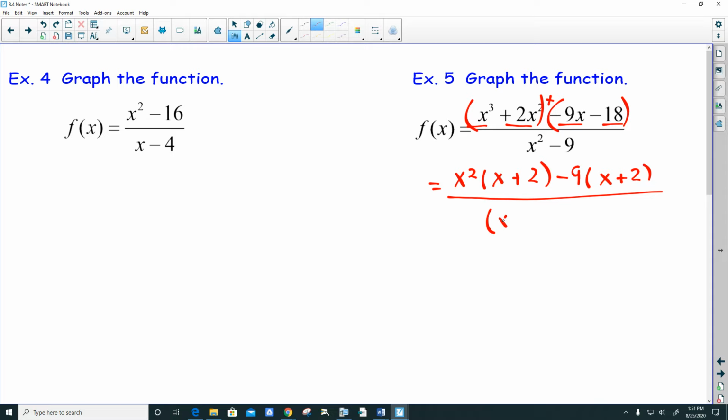My denominator for this is just a difference of 2 squares, so I can factor that. Now I'm going to pull the x plus 2 out of the numerator. That leaves behind x squared minus 9.